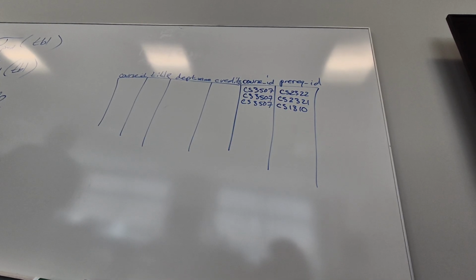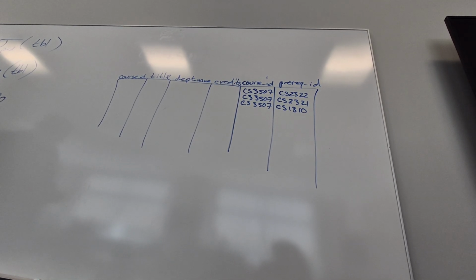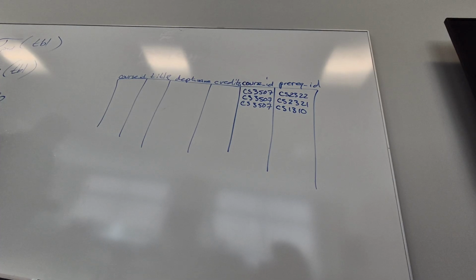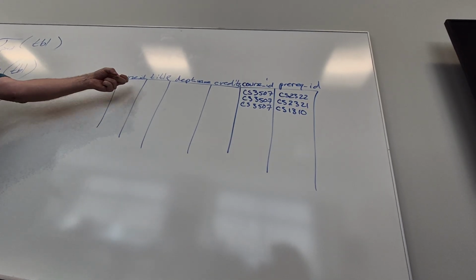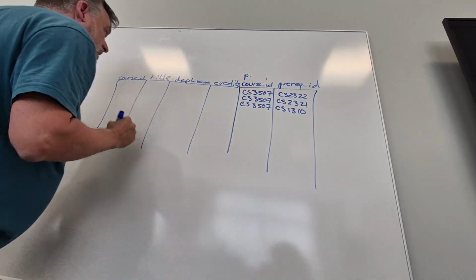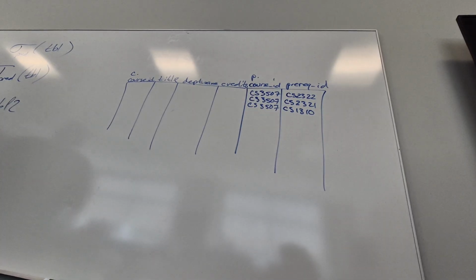Grab from the prereq table everything with a course ID value of CS3507. All right? And now what we did is we say, okay, and join onto this table everything from the course table, where the value in course ID is the same as the value in course ID. So this is prereq.course ID, and this will be the course ID value that comes from the course table.